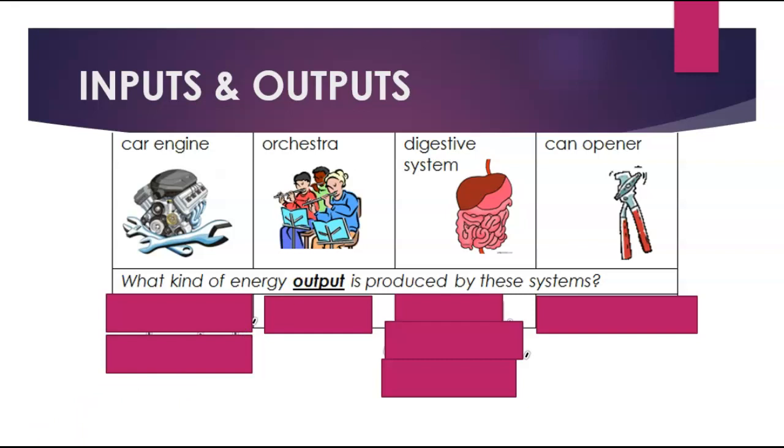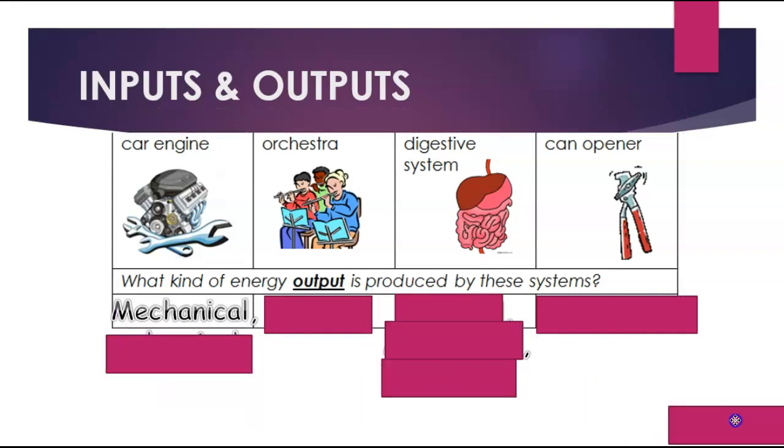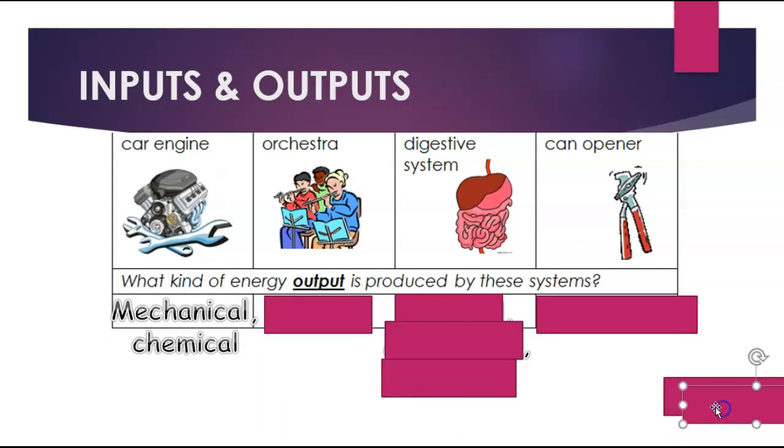Okay, so remember, the input and output is going to be matter, like a substance, or energy, something that's doing work. So we're getting mechanical energy from a car engine, meaning the car moves. Maybe we're getting some chemical as well. Think about the exhaust coming out of the back of the car. That's definitely something that is an output from a car engine. All right, what about the orchestra? Did you say that you're getting sound energy out of that system?